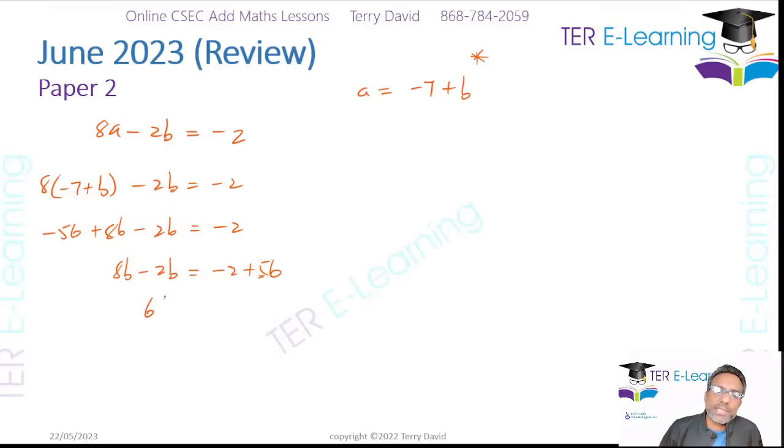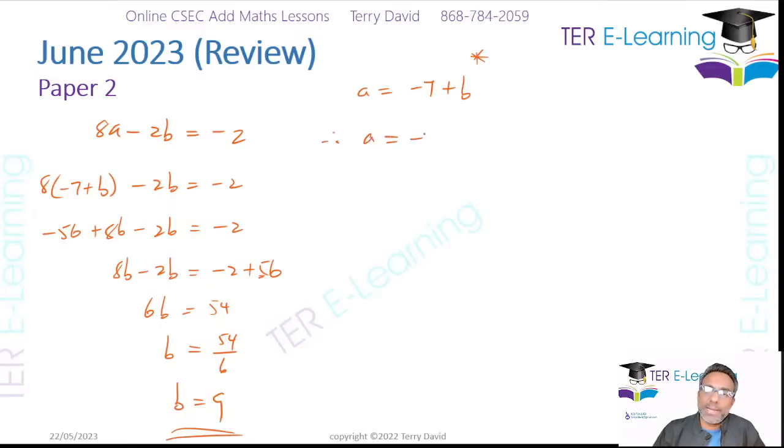So therefore 6B is equal to, this is 54, right? So B is equal to 54 over 6. So B is equal to 9. So we get a nice answer here, 9. So therefore A is simply going to be minus 7 plus 9. So A is equal to 2, right? So that's it. Whenever you have a question like that, it is going to be a simultaneous equation in order to work this out, right?